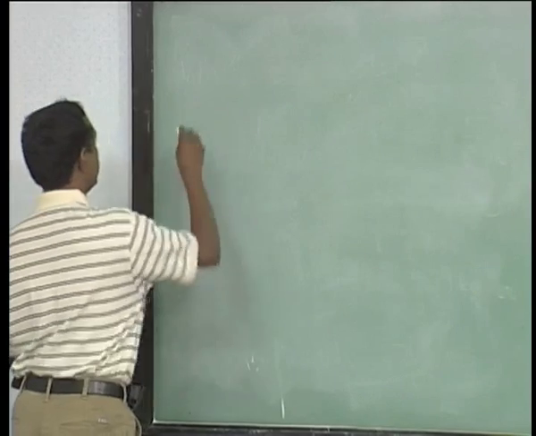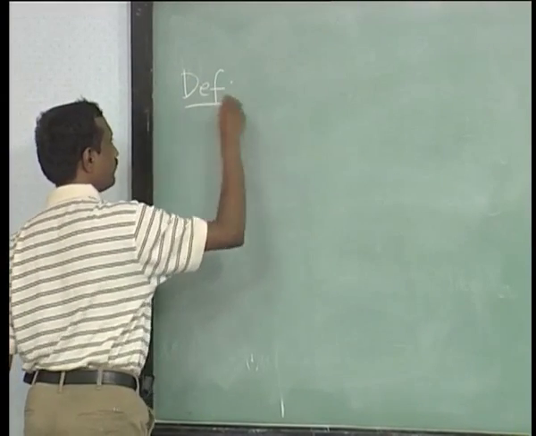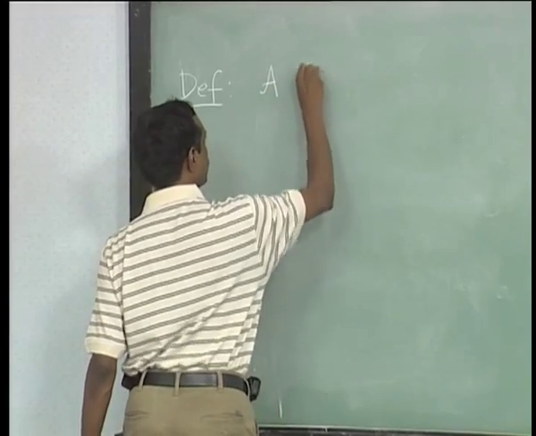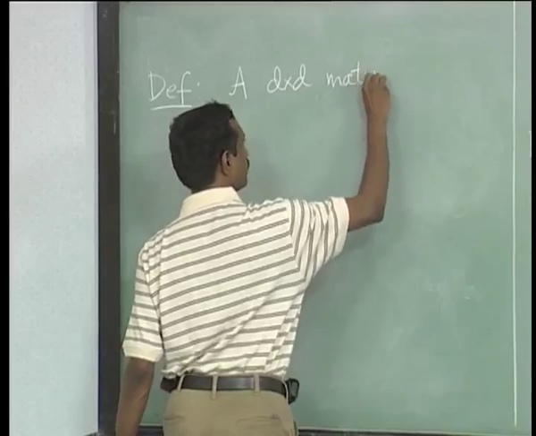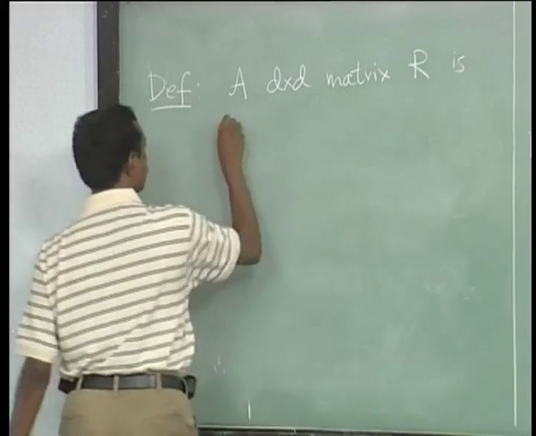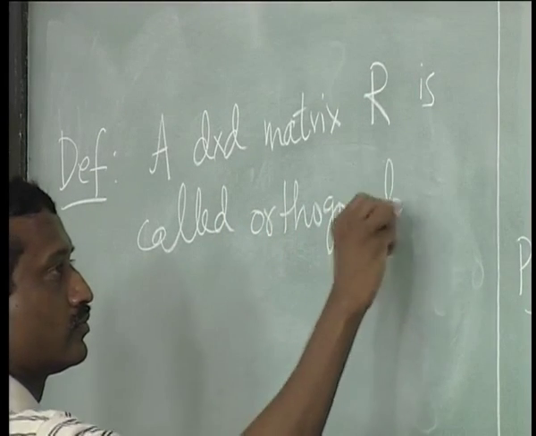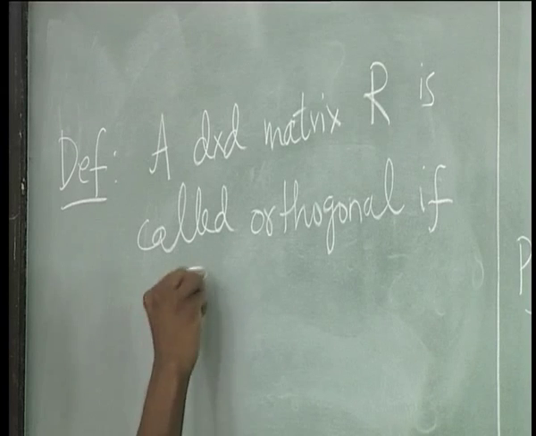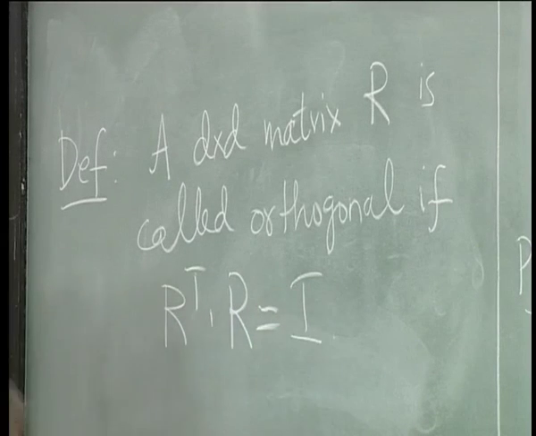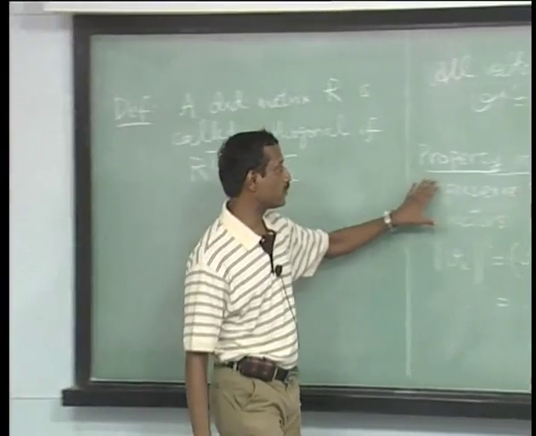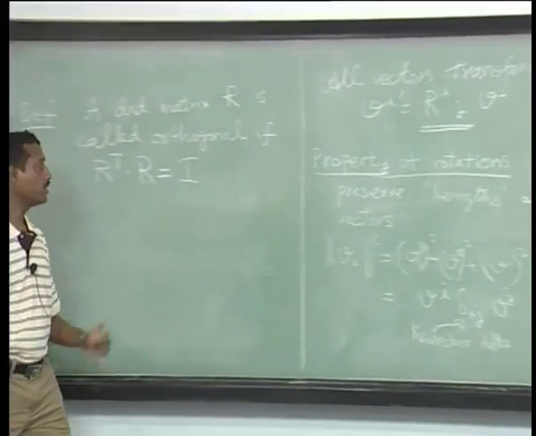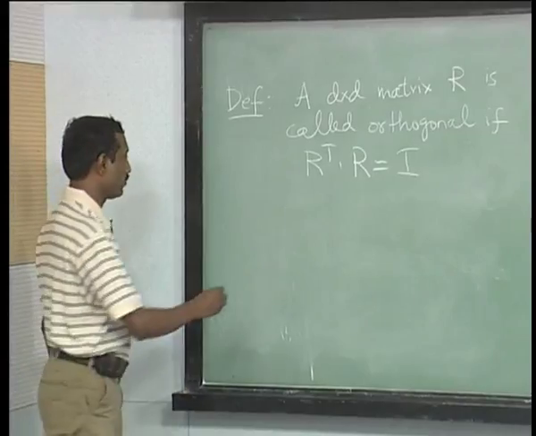So we will now give a definition. A d by d matrix R is called orthogonal if, okay. So what I have done is abstract away from what was our normal definition. We have just gone from that and we have come to something more general. Okay. What are its properties?